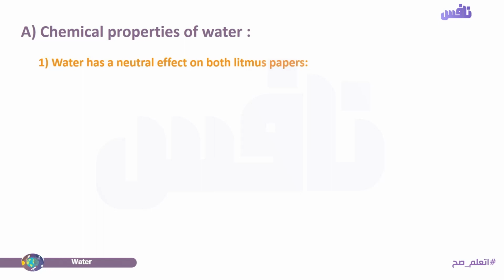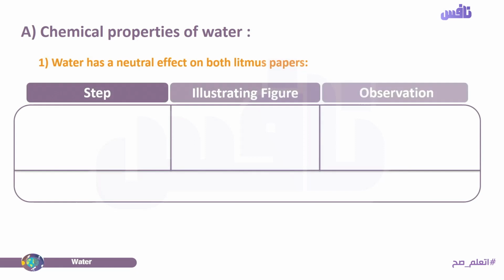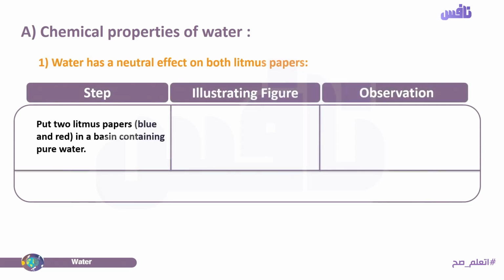Number 1, the water has a neutral effect on both litmus papers. Put 2 litmus papers, blue and red, in a basin containing the pure water.